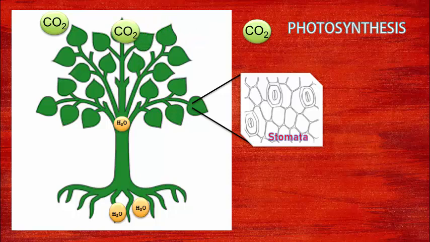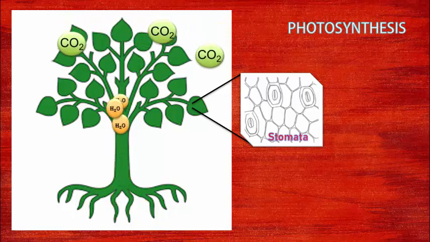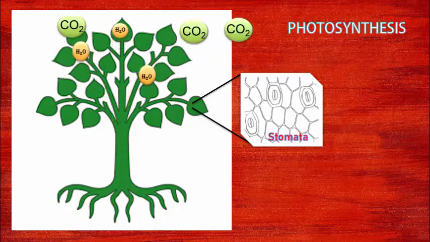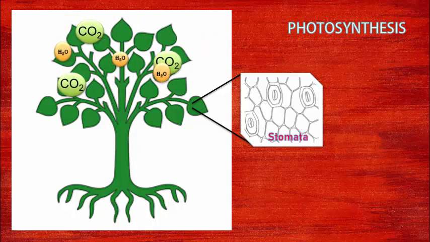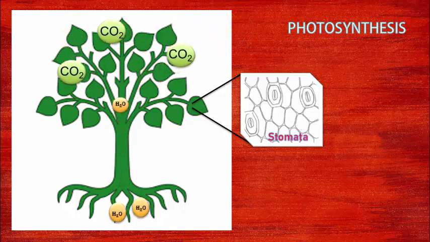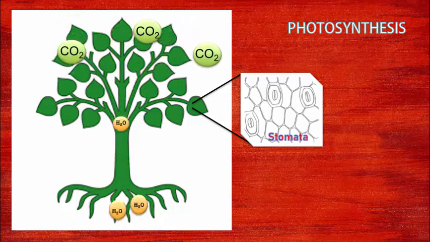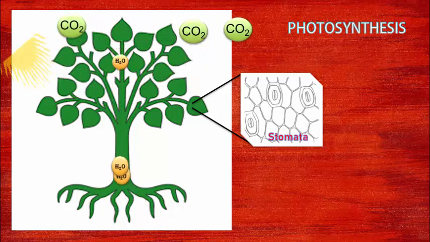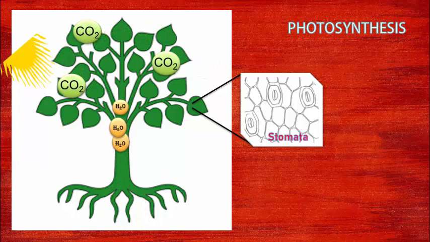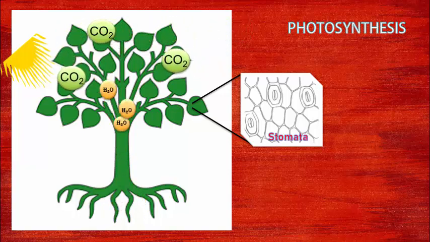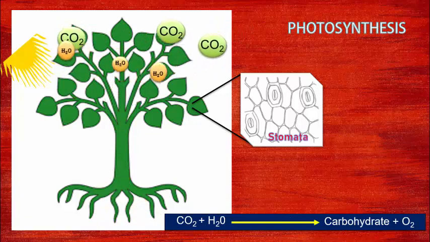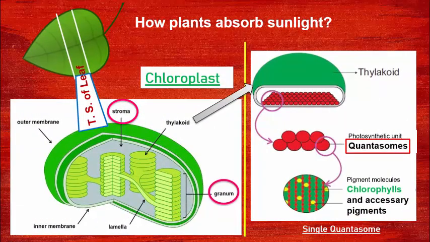Students, we know that plants take atmospheric carbon dioxide through stomata in leaves. Plants also need water for synthesis of carbohydrates, and plants take water from soil. This carbon dioxide and water need to be converted into carbohydrates. For this conversion, plants need energy. Plants obtain this energy from sunlight. For the absorption of sunlight energy, plant leaves have special organelles called chloroplast.